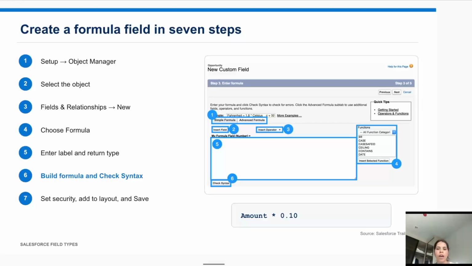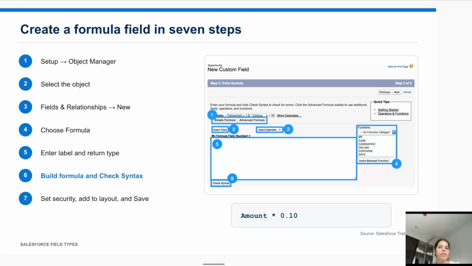After clicking on New, we select Formula as the field type, enter the field label, and choose the correct formula return type such as currency, number, date, or checkbox. Next we will use the advanced formula editor to build our formula.